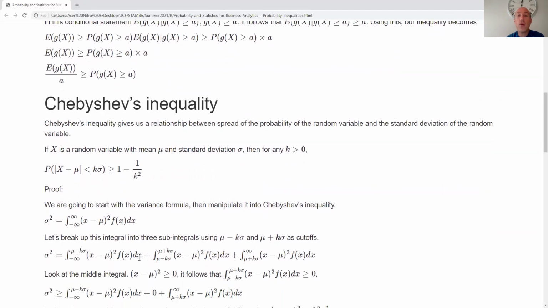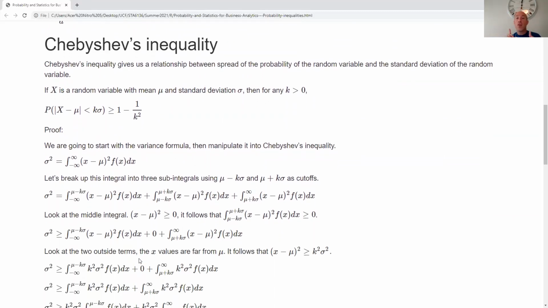All right, so now let's take a look at Chebyshev's inequality. Previously, Markov's inequality connected probability to central tendency. Now we're going to connect probability to the spread of the population.